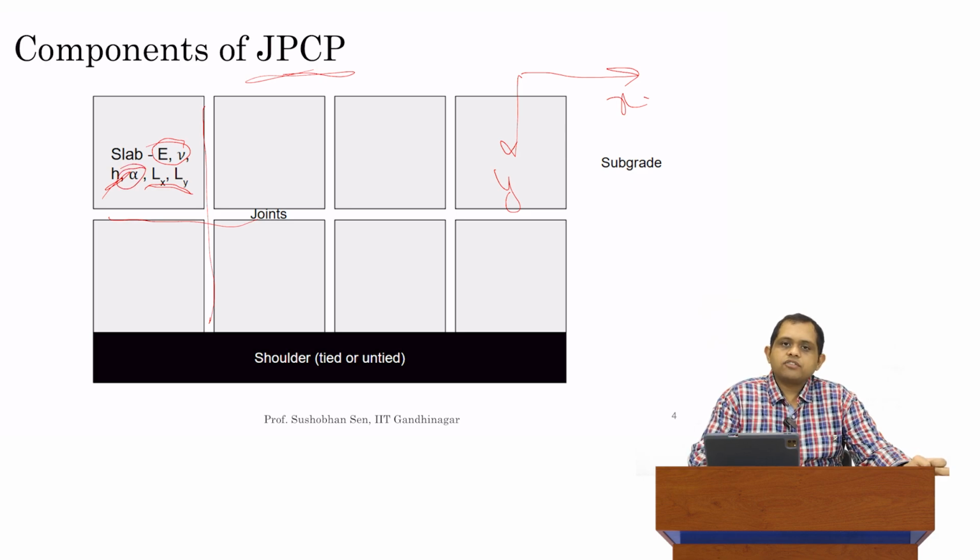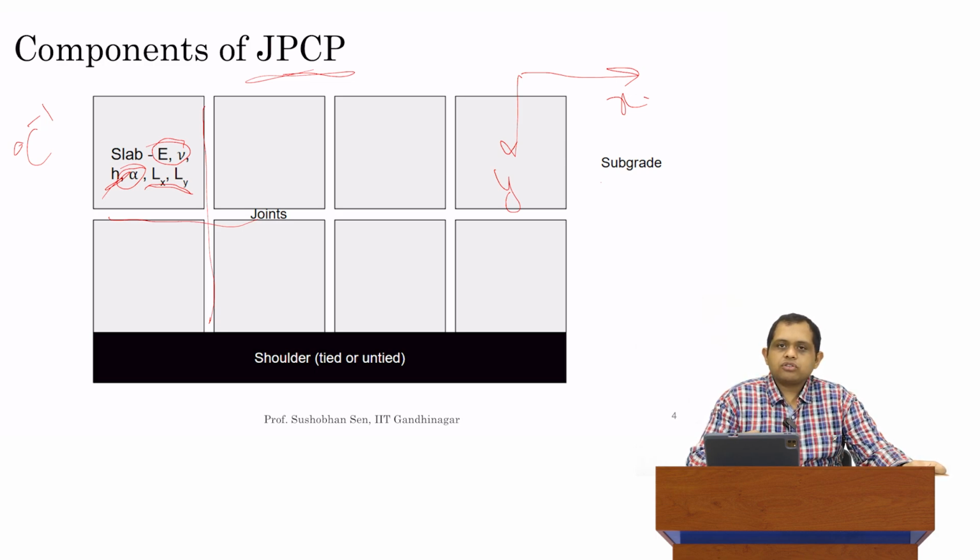We need one more property, which is alpha. So alpha is the coefficient of thermal expansion. I'm sure all of you are familiar that it has units of per degree Celsius. So alpha is the coefficient of thermal expansion of concrete. When we consider climate-related loads or temperature-related loads, we have to consider this particular property as well. Now, in today's lecture and the next 2 or 3 lectures, we will not consider climate-related loads. But as we go further into module 2, we will also look at how climate-related loads can be accounted for in JPCP. So those are the basic properties of the slab that we have to know.